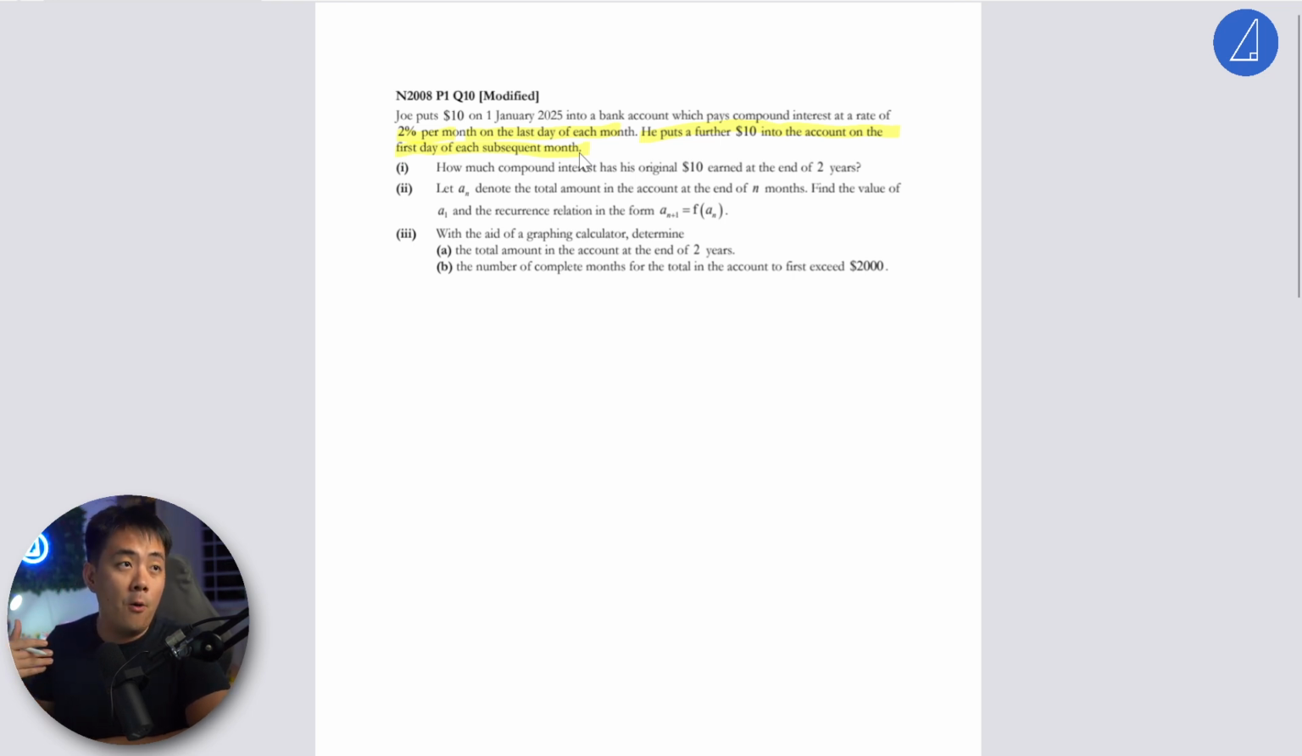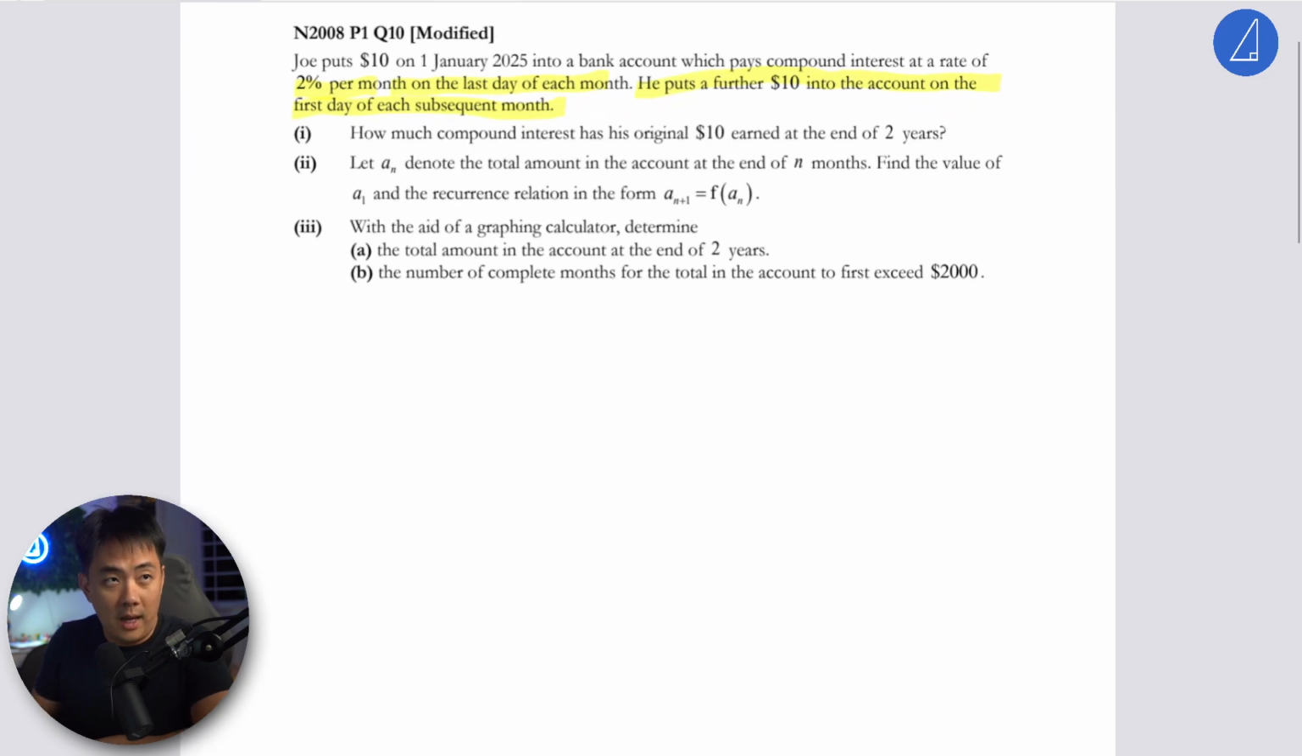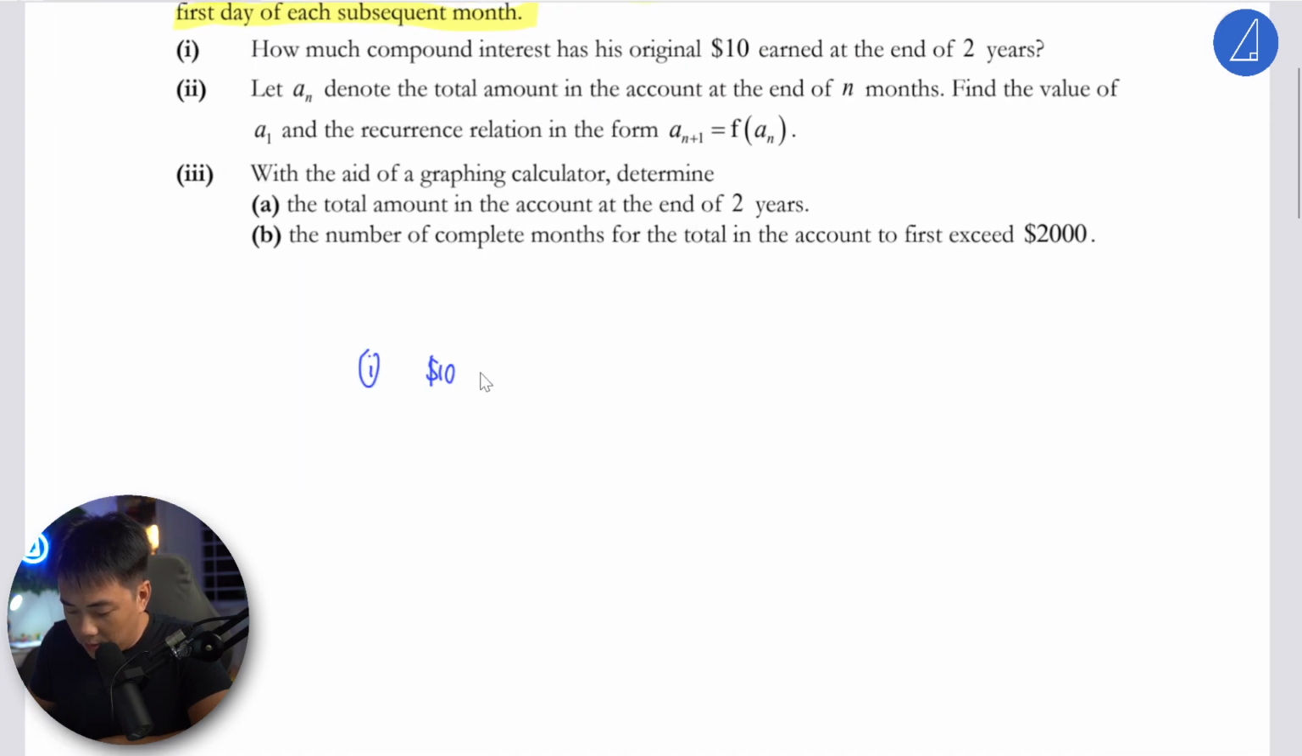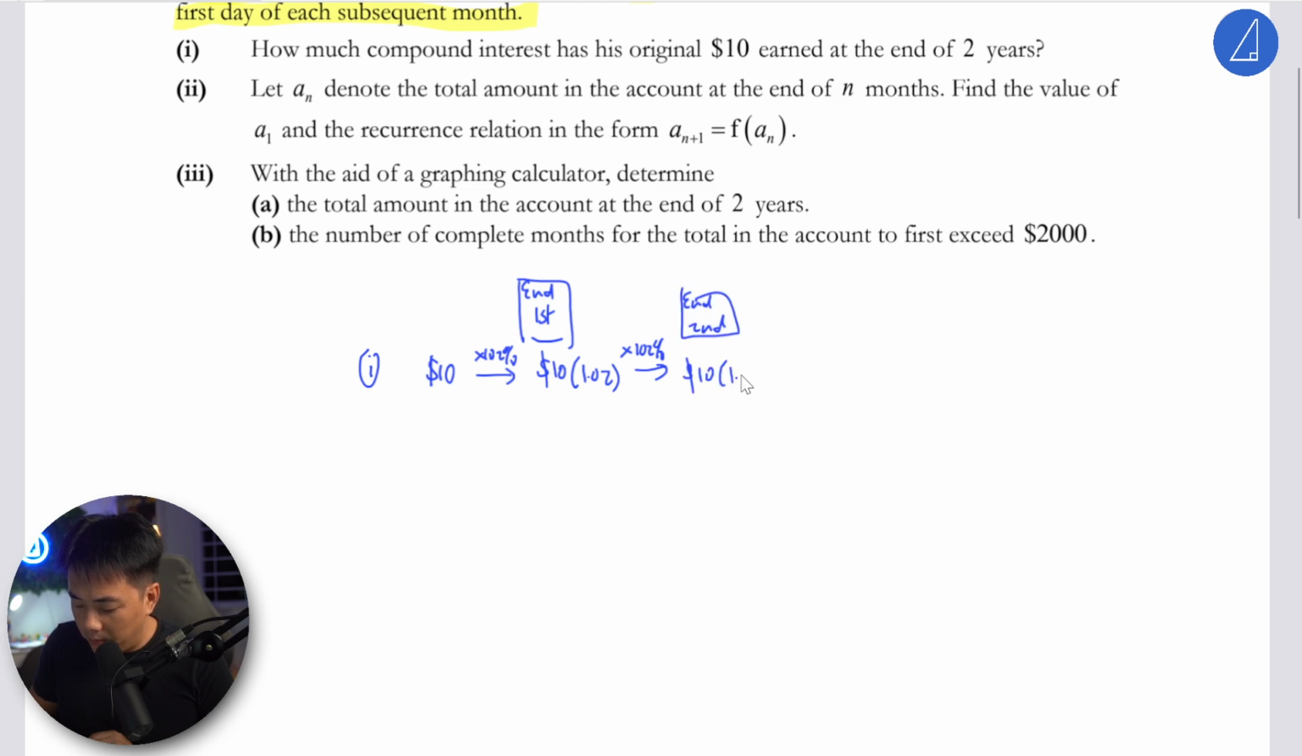So how much compound interest has the original $10 earned at the end of 2 years? Remember, initially Joe puts in $10. At the end of the first month, he will have 10 multiplied by 1.02. This is just the original $10, not accounting for the subsequent $10. At the end of the second month, you also multiply by 1.02, so you have $10 times 1.02 squared.